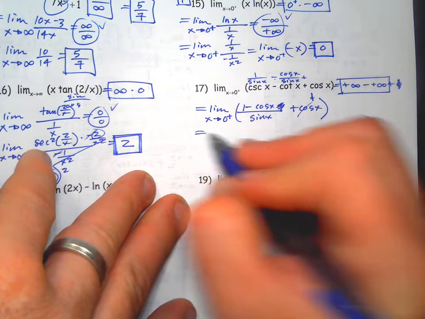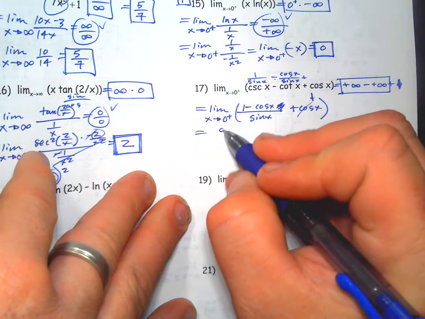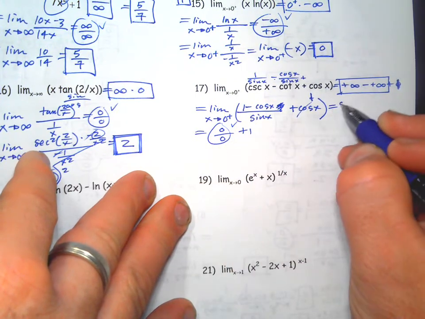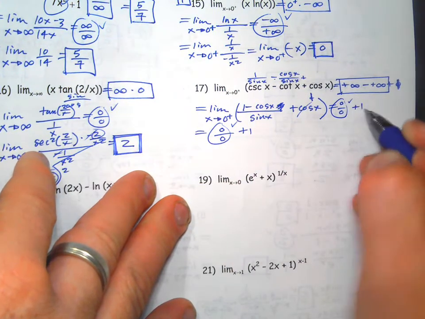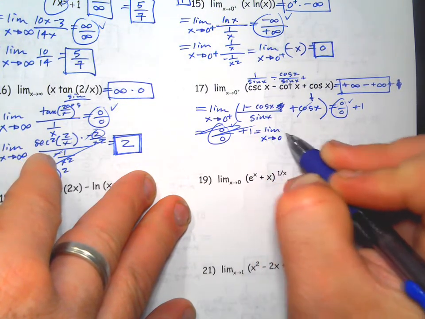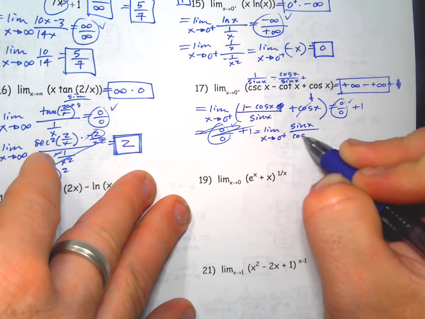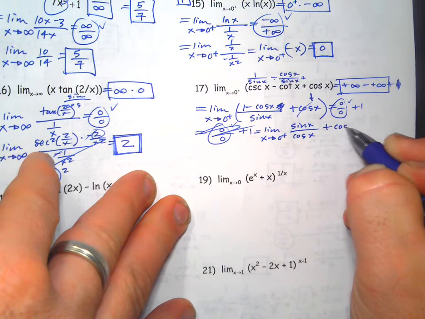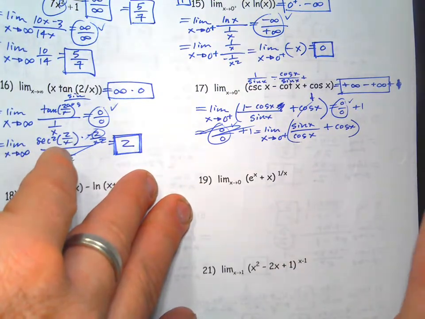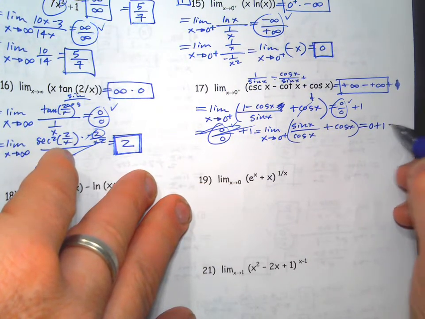So if we do this, cosine 0 is 1. That's going to be 0 over 0 plus 1. I guess I should have written that over here. So we're going to take the derivative of the top and bottom. The top's going to be sine x, the derivative of the bottom's going to be cosine x, and we're just leaving this guy over here. We're not doing L'Hopital's rule on him. You could bring it into it, but it's not necessary. Sine of 0 is 0 over 1. 0 plus 1 is 1.